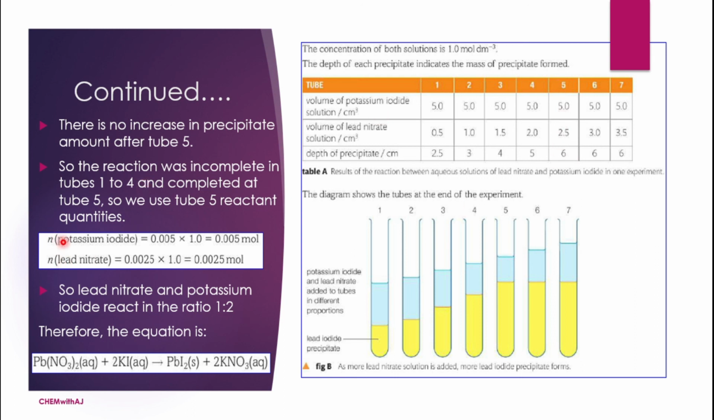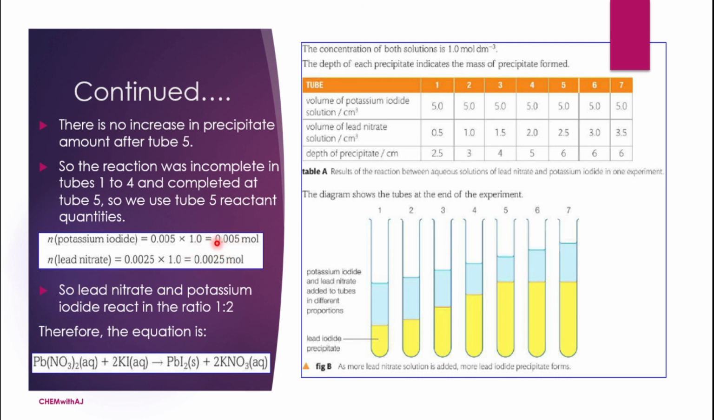So the number of moles of potassium iodide is 0.005 times 1, which gives us 0.005 moles. The 1 is the concentration of the solution in moles per decimeter cube. We had to convert this 0.005, which is the volume of potassium iodide in centimeter cube, to decimeter cube, so we divide it by 1000, which gives us this value here. Do the same for lead nitrate. So this is the amount of moles we get for each reactant.